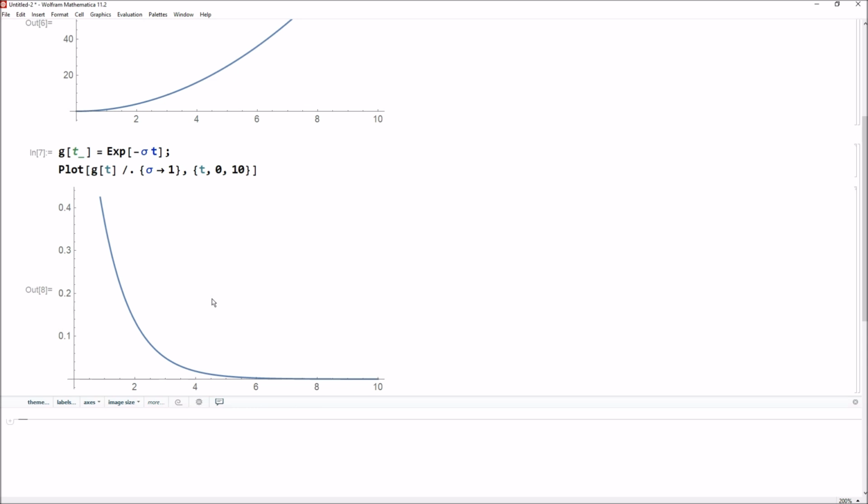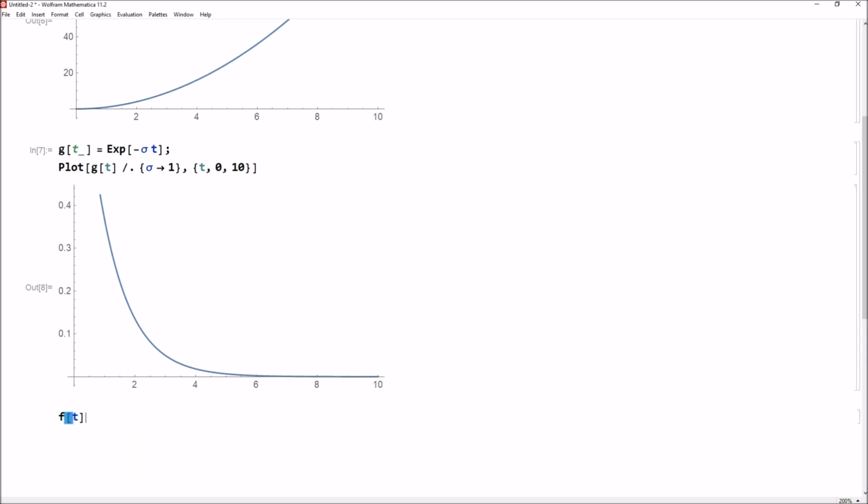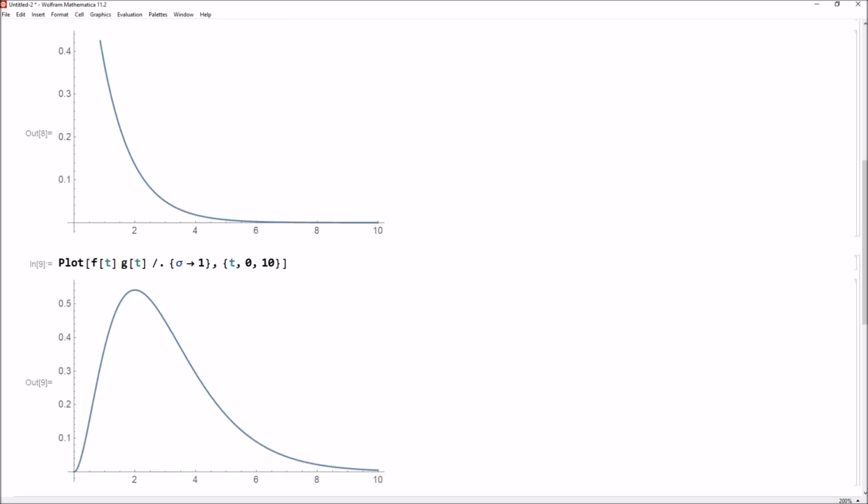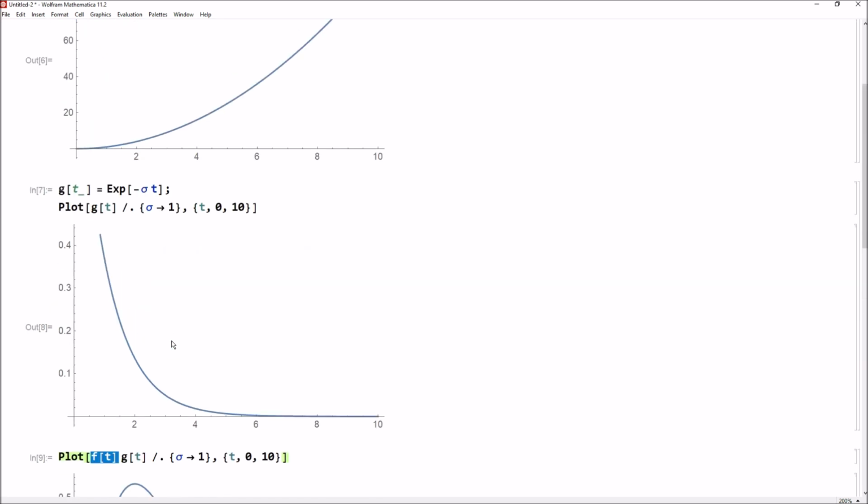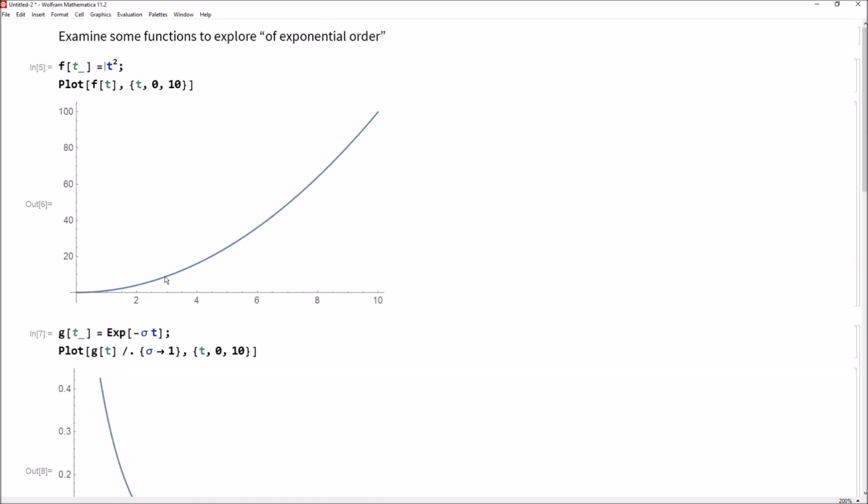So the question here in exponential order is the product of f of t and g of t, using, let's say, again, that arbitrary sigma value of 1. If we look at this and plot this over that time range, 0 to 10, does this go to 0 as time goes to infinity? And as you can see, yes, it does. So initially, f is growing faster than g is decreasing, but then at some point, g starts to win, so to speak, and it dies faster. And as time goes to infinity, this function goes to 0, the product here of f of t and g of t. So in this case, we can say that we found a sigma value. Therefore, f of t, the original function, which was t squared, is of exponential order.